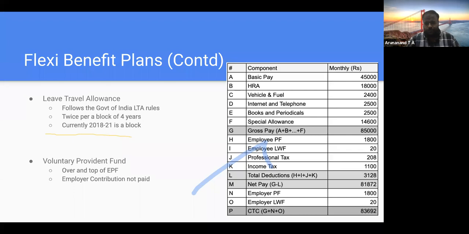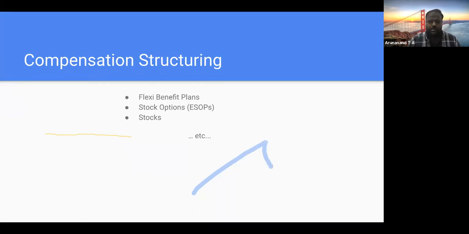Up to a certain limit, of course, but then it is non-taxable. If somebody wants to put some extra money into the PF fund, it's the voluntary fund. And how the income tax calculation, etc., works, there is something called investment declaration at the start of the financial year, and at the end there is something called IPSF, etc., which I'm not going to talk about. It's more of operational stuff.